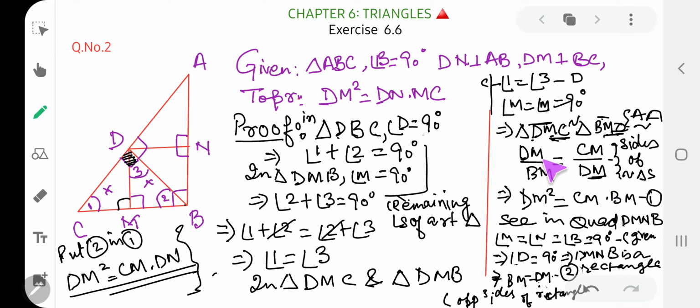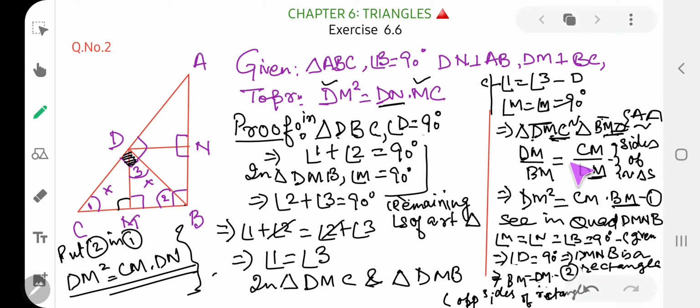Now cross multiply to get the result. Therefore DM square is CM into BM. Now compare this result with the result we need to prove. DM square is there, you got it. Then CM or MC, you got it. The only problem you are facing is that here you got DN, whereas here you got BM. So now we have to prove BM and DN both are equal. Then we will replace this BM by DN.